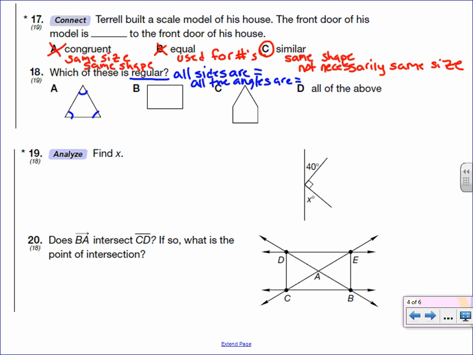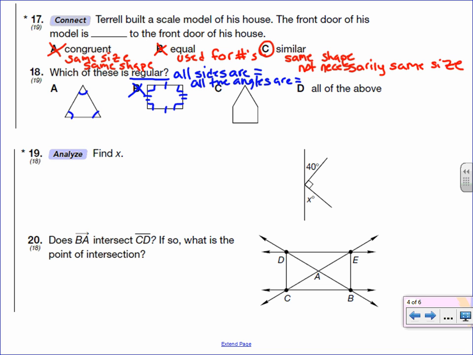In B, it looks like every angle is a right angle, but it doesn't look like all of the sides are equal. It looks like these two sides are equal to each other, and then these two sides are equal to each other. So it doesn't look like B is.